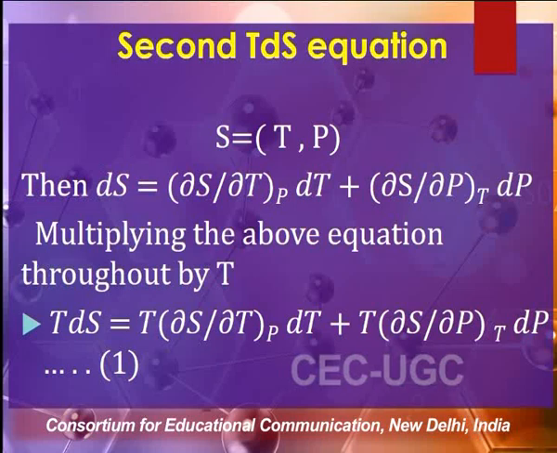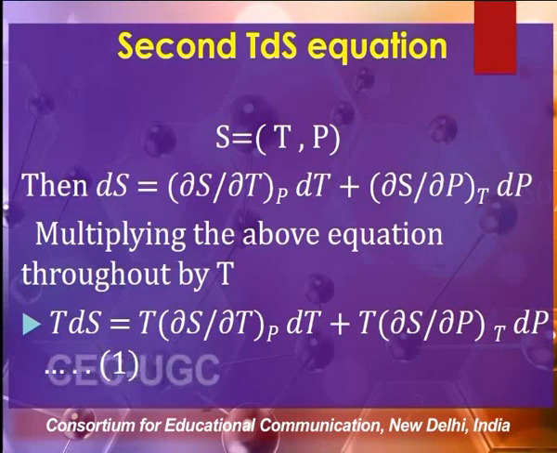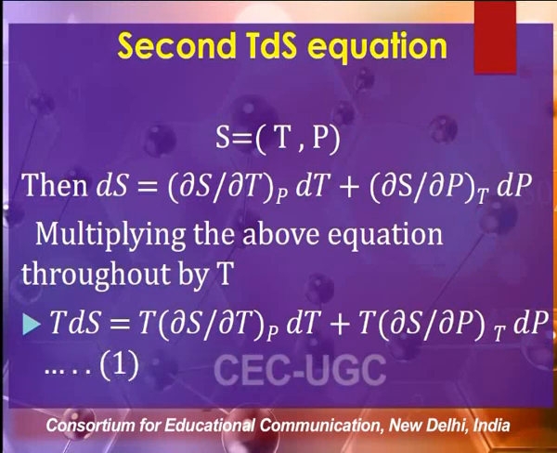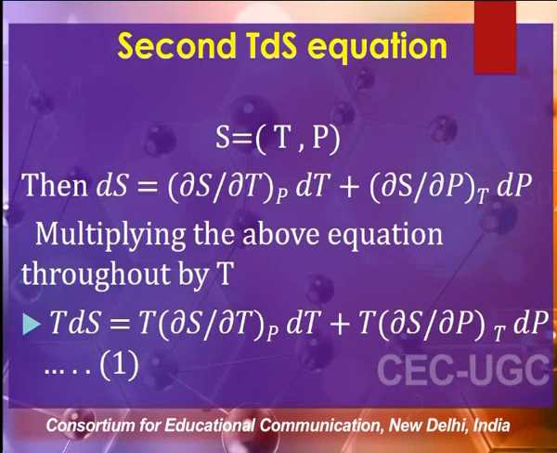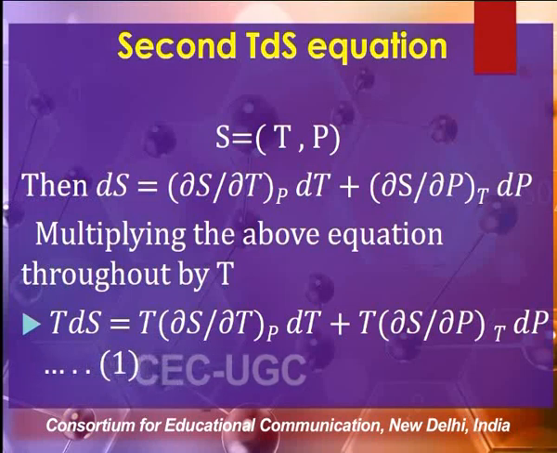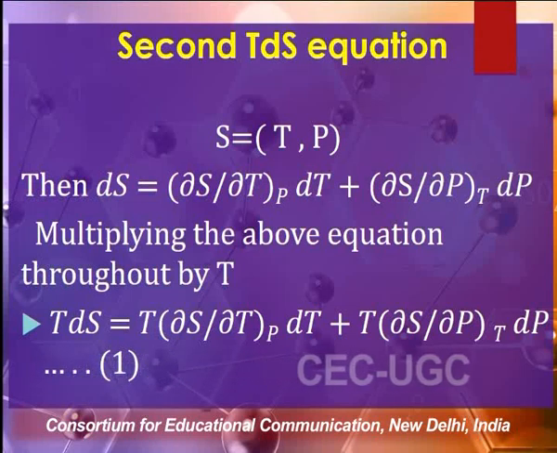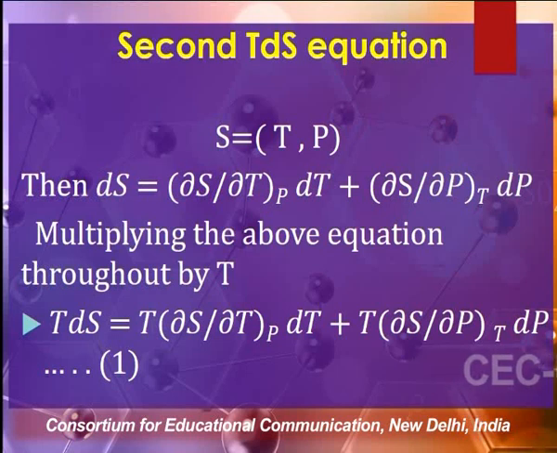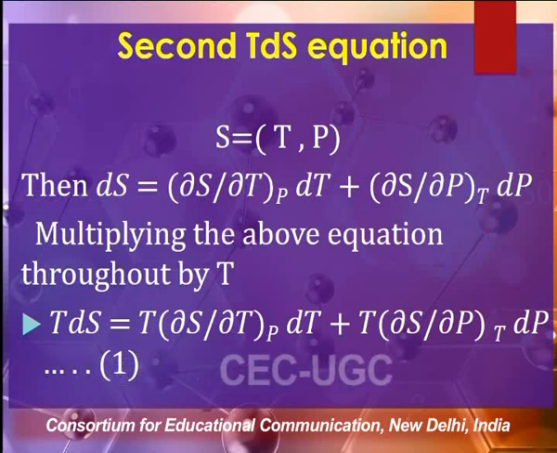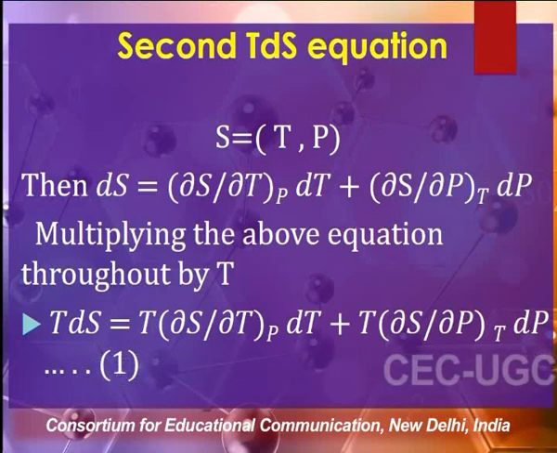As done before, let us multiply the equation by T. This is done because we are interested in finding out the TdS equation. So, TdS will be equal to T into (∂S/∂T) at constant P dT plus T into (∂S/∂P) at constant T dP. Call this equation 1.